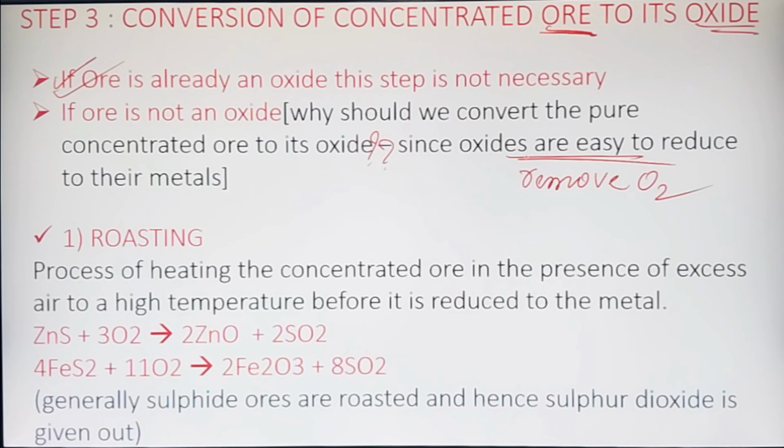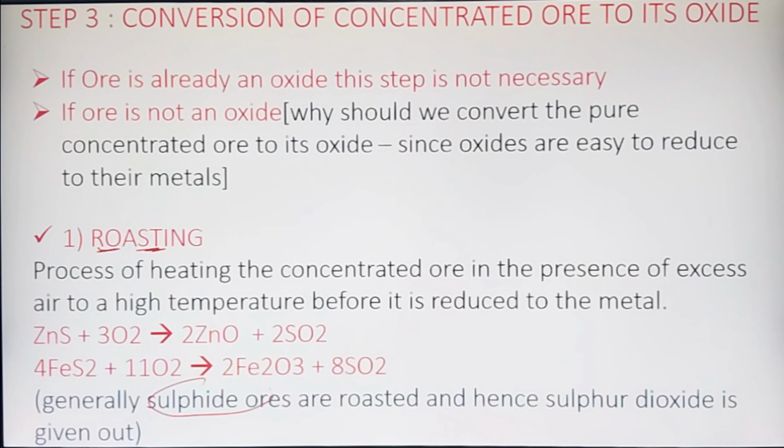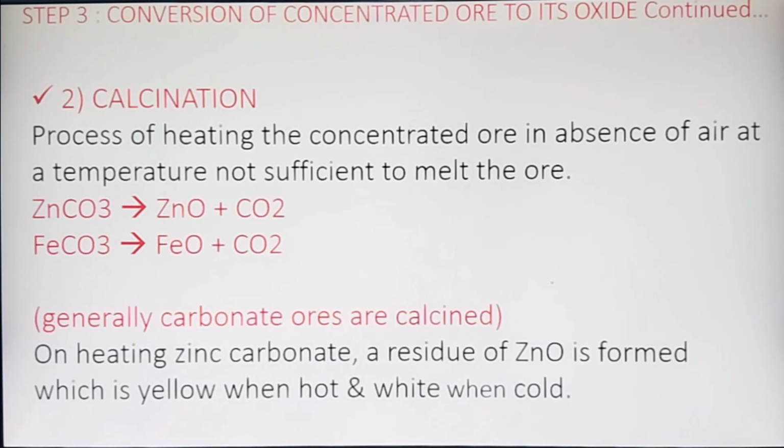Clear? So as told before, roasting, RS, for which type of ores? It happens only for sulphide ores, and it happens in the presence of excess of oxygen or air. Whereas when I say calcination, calcination happens only for which type of ore? It always happens only for carbonate ore. For example, zinc carbonate, iron carbonate, and this happens in the absence of air. That means when the amount of air is very, very less.